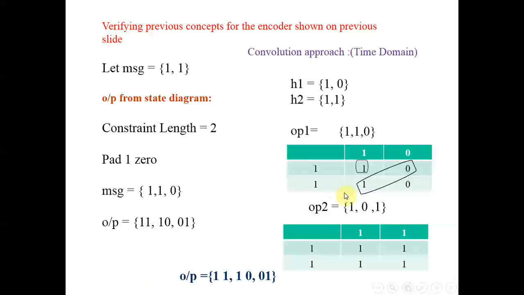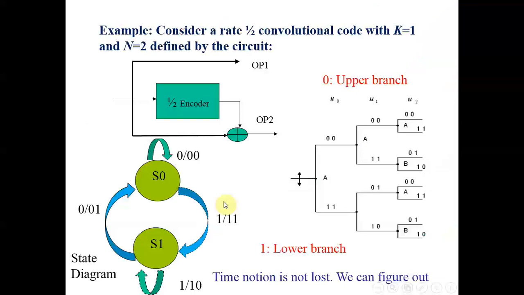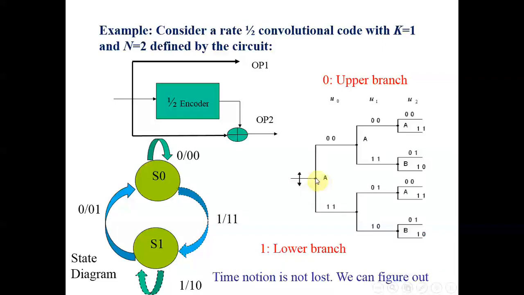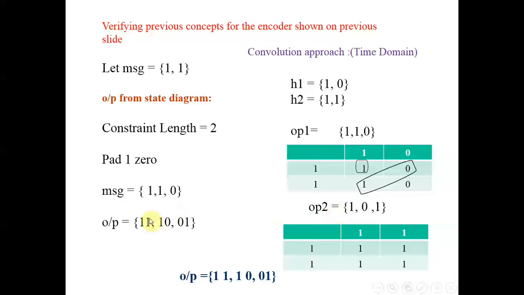Now we have calculated the output using the state diagram. We have also calculated the output using the convolution approach. Now I am calculating the output using the tree structure, right? So now I refer to this structure because this is the encoder which I am referring to. Now see what I am having, 1 1 and 0. So if I have the first 1, I take the lower branch and I come to this node. But what is the output? 1 1. So write the output which is 1 1.